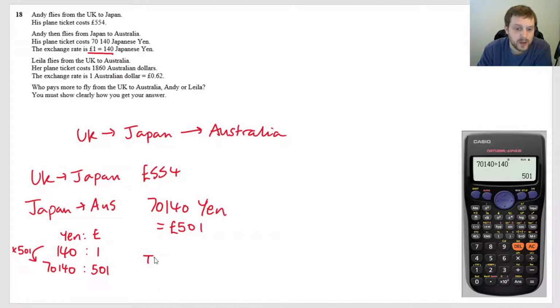And we might as well work out his total, which is 554, add 501. So he's paid, Andy has paid £1,055 to go from the UK to Australia. Okay.